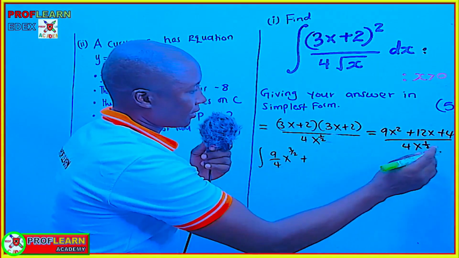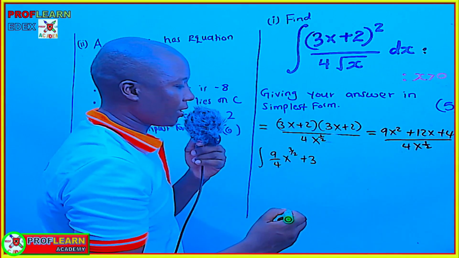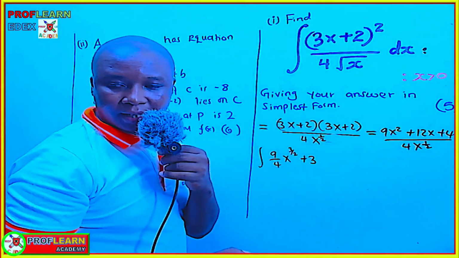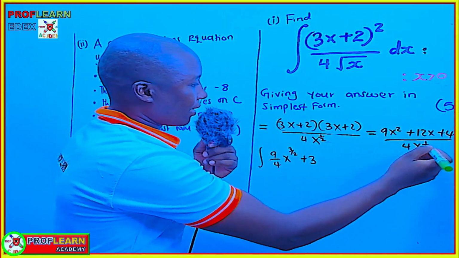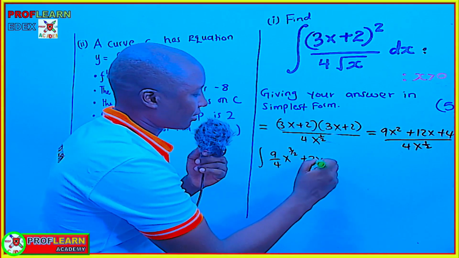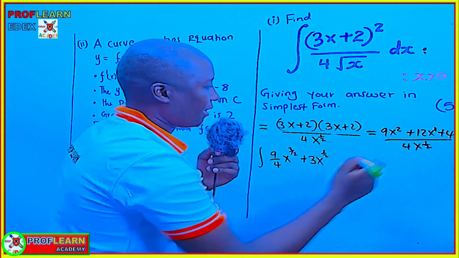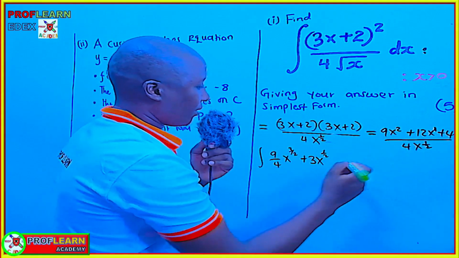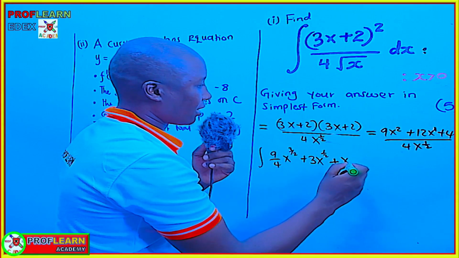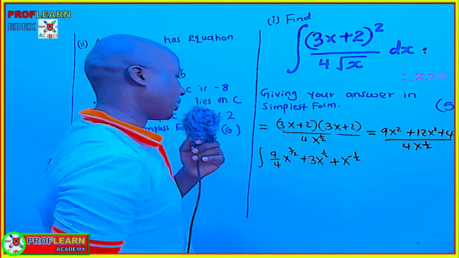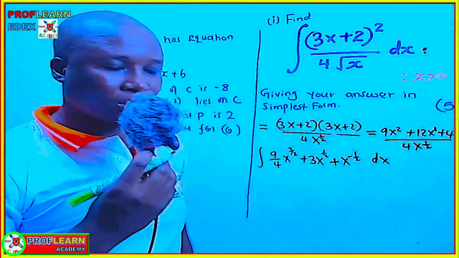Then plus the second term will be, because 12 divided by 4 will give us a 3 there, and then once we have a 3 here, we have x power 1 and x power a half. So this is x raised to power 1 over 2, because 1 minus a half is going to be a half, and this is going to be 4 over 4. That is going to translate to just x raised to power negative a half as the expression, and then we are going to integrate that with respect to x.